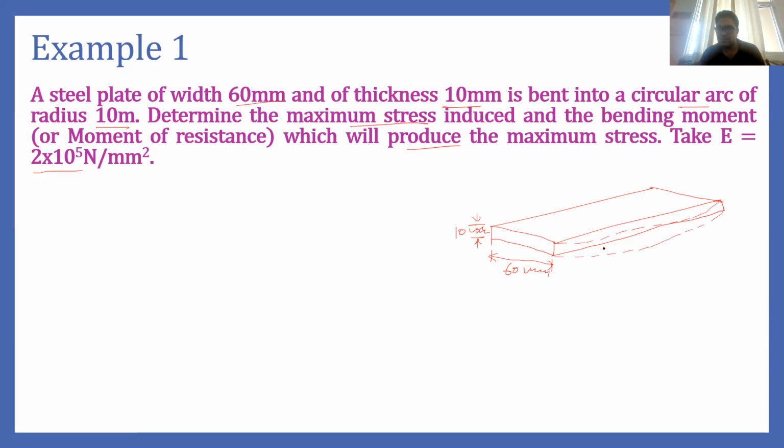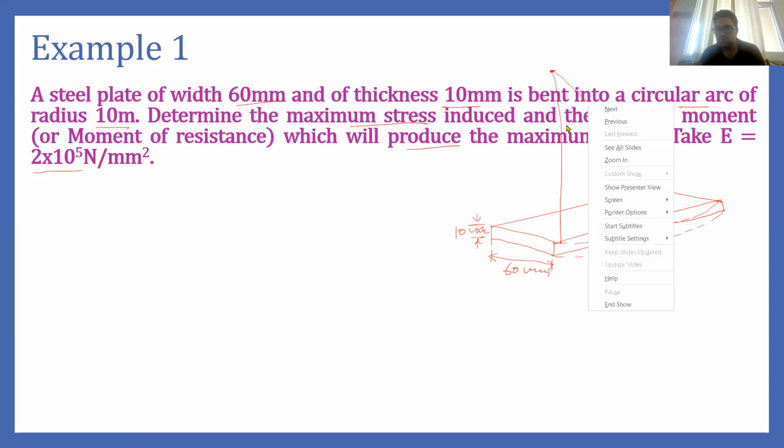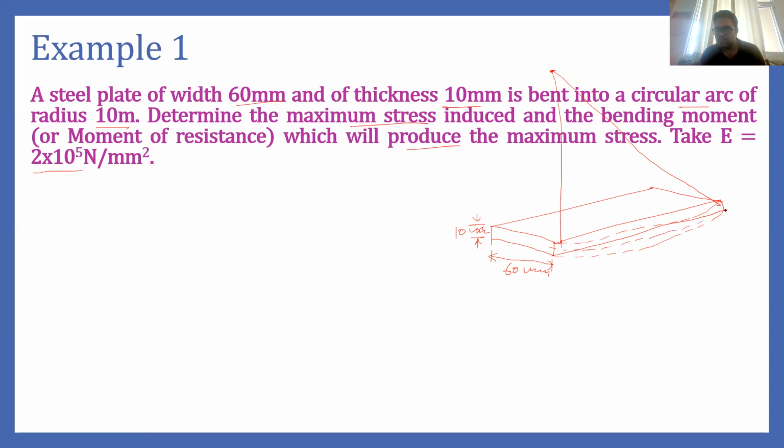The plate is bent, and therefore because it is bent, it will have an imaginary circle. Say imaginary circle center is there, and this plate is actually converted into an arc of the circle. So if we measure it from the neutral axis of the plate, that is 10 meter, which means a radius of curvature for this steel plate arc is given, which is 10 meter.